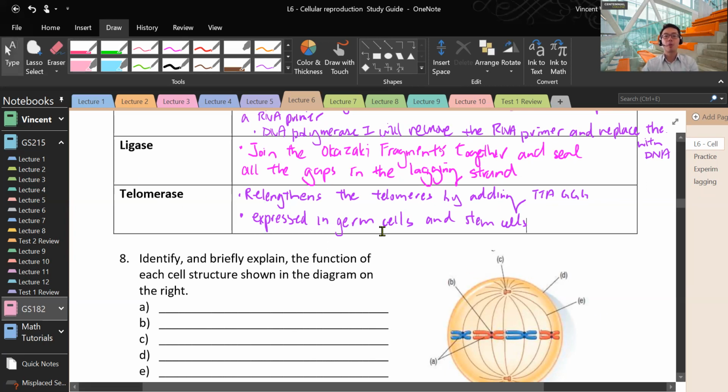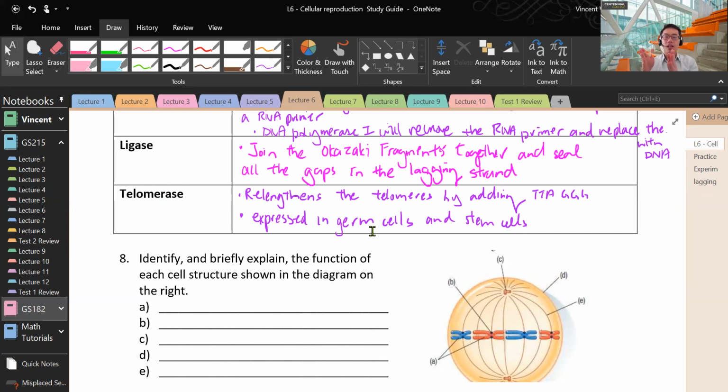When we make sperm or egg in the germ cells, the short telomeres that we have at that point of life will relengthen. So that when you pass it on to the next generation, it gets reset in a sense. They will start brand new.